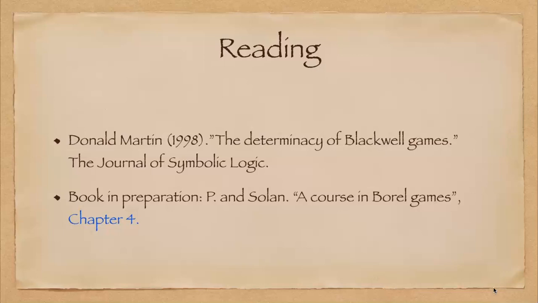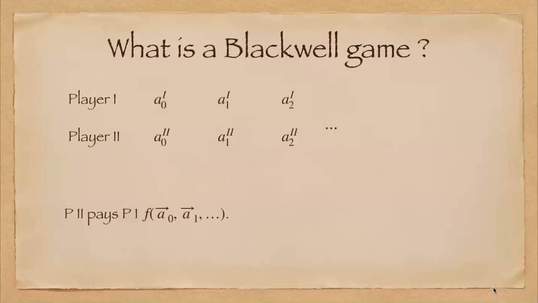Okay, so let me start by describing what is a Blackwell game. So the main difference between the games that I talked about yesterday and these games is that these are simultaneous move games. The players play simultaneously. As you can see here, there are 2 players and they play simultaneously at discrete times. And the payoff, this is another difference, the payoff is not just 0 or 1, it's a function of the history, of the entire history of the game. And this function does not have to have only 2 values, it can have more than 2 values.